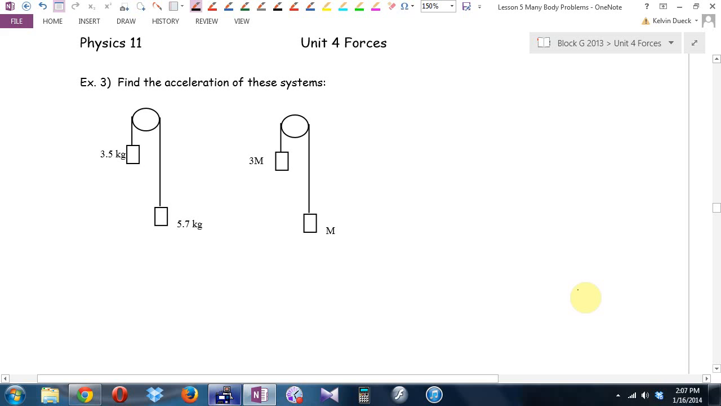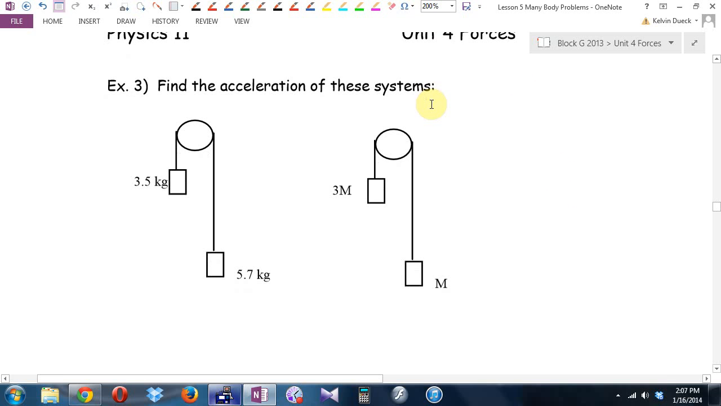Example 3 says, find the acceleration of these systems. Let's do the first one. Is there more than one mass? Then let's just label the forces right on the diagram.